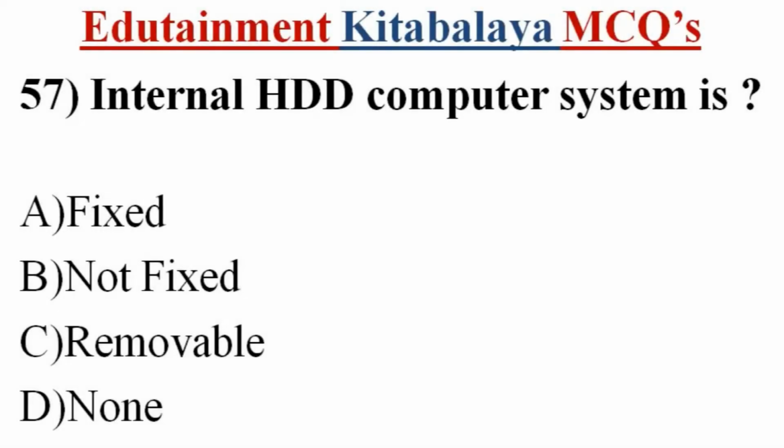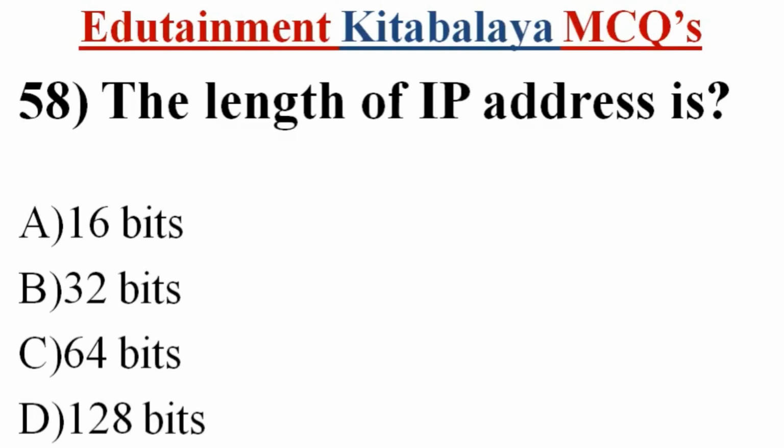Question number 57. Internal HDD computer system is A. Fixed, B. Not fixed, C. Removable, D. None. Correct answer is A. Fixed. Question number 58. The length of IP addresses? A. 16 bits, B. 32 bits, C. 64 bits, D. 128 bits. Correct answer is B. 32 bits.